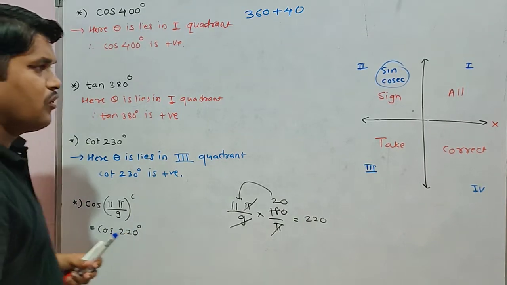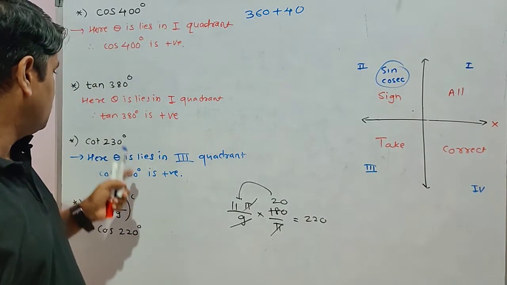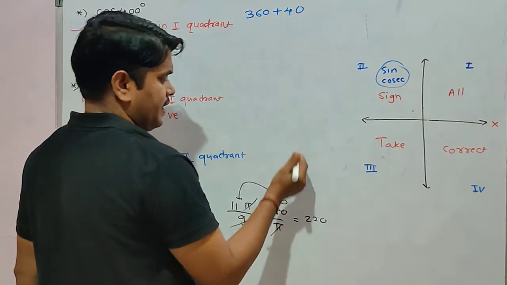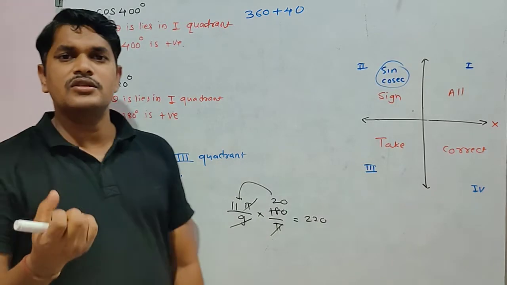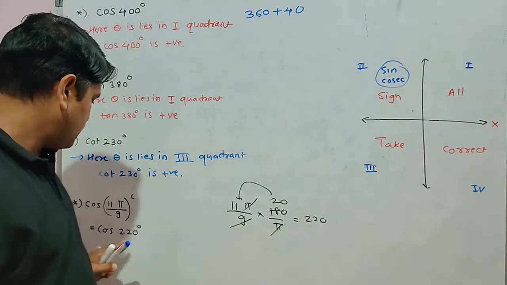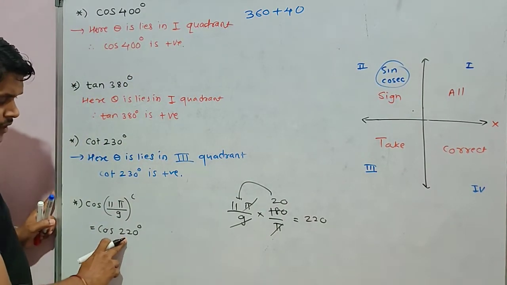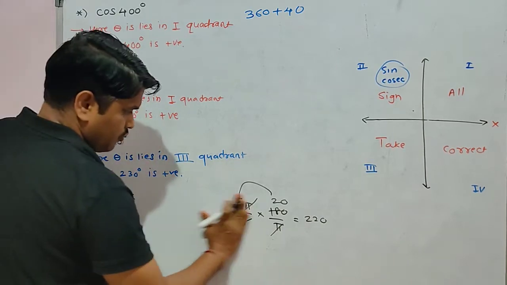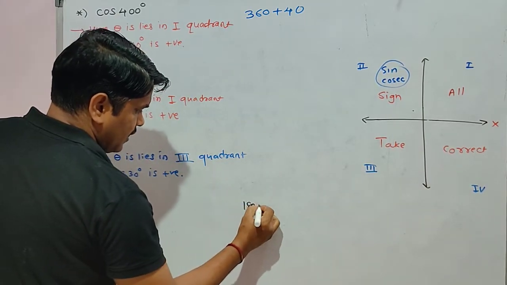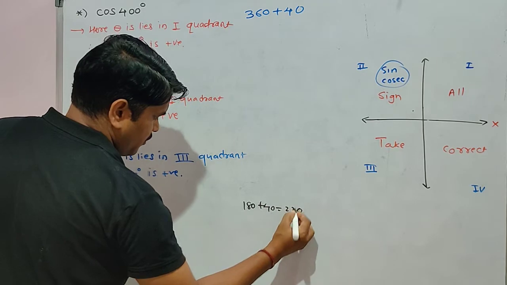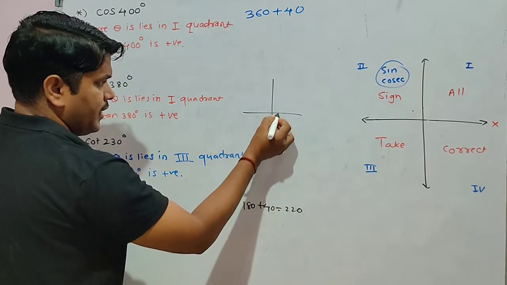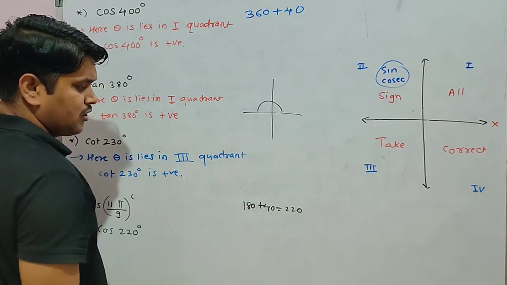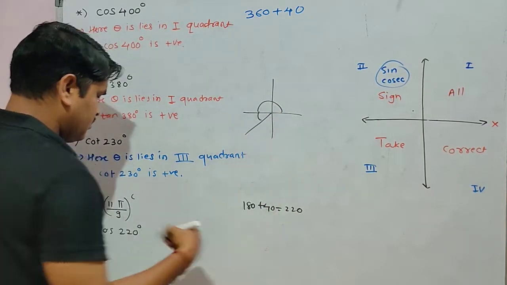Again, 220 means what? 180 plus 40. पुढे आपण solve केला होता. This 220 is close to 180. 180 च्या जवळ आहे. So this 220 can be written as 180 plus 40. Understood? So which quadrant? 180 means first and second quadrant, plus 40. So we get again the third quadrant.